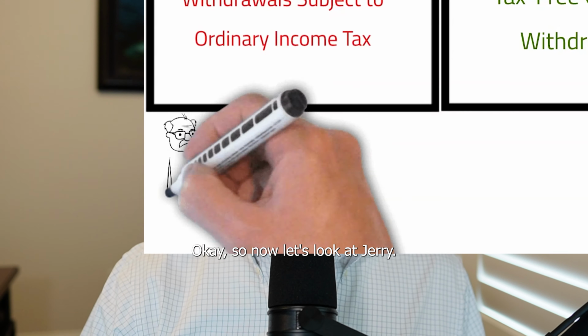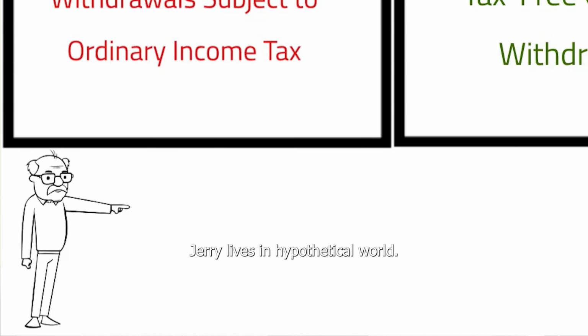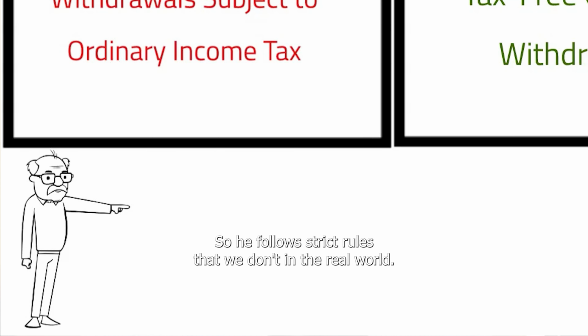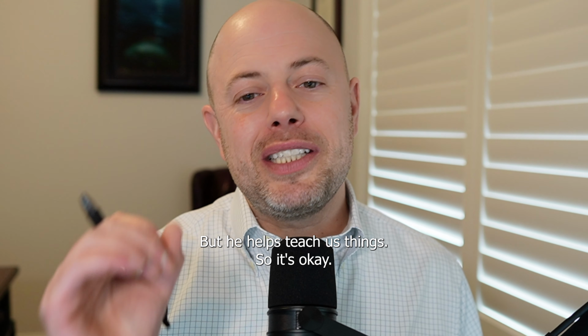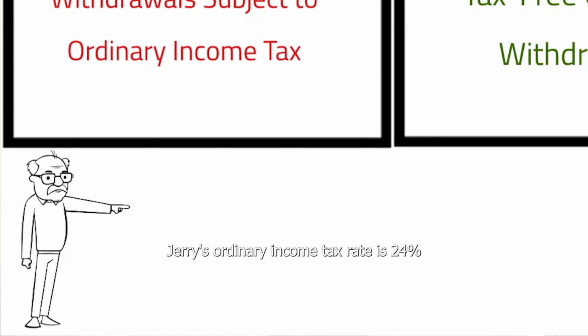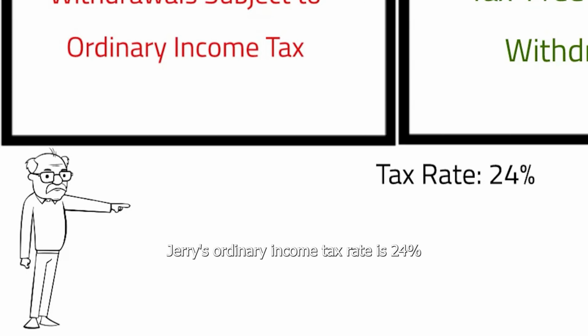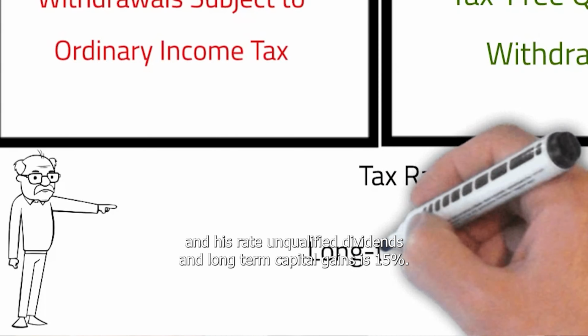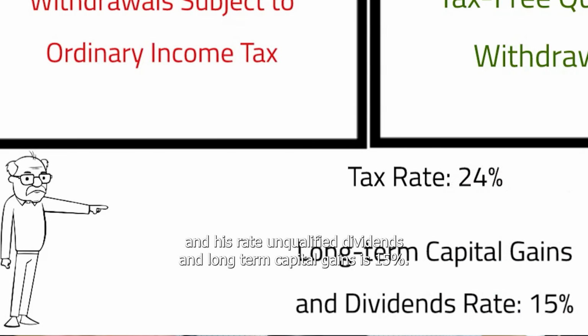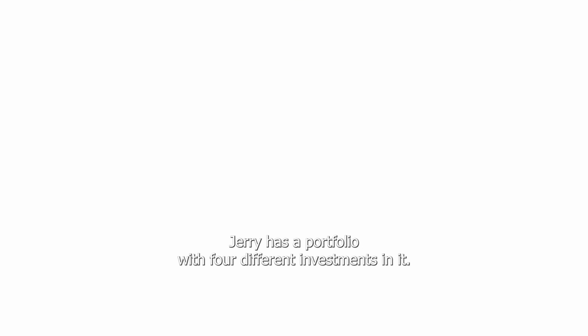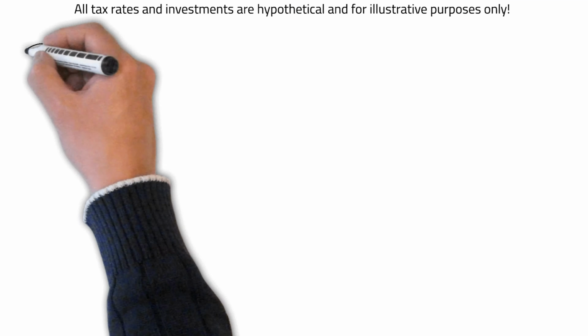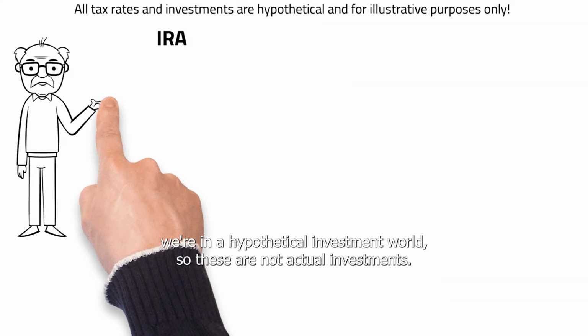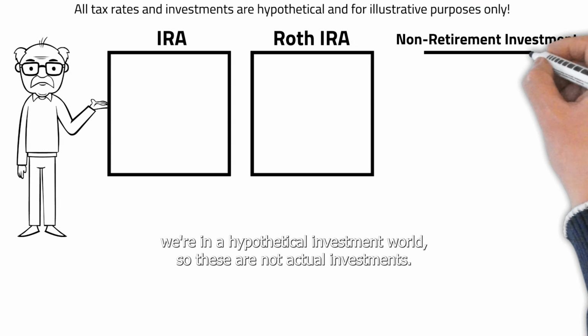Okay, so now let's look at Jerry. Jerry lives in hypothetical world, so he follows strict rules that we don't in the real world, but he helps teach us things, so it's okay. Jerry's ordinary income tax rate is 24%, and his rate on qualified dividends and long-term capital gains is 15%. Jerry has a portfolio with 4 different investments in it. Remember, we're in hypothetical investment world, so these are not actual investments.